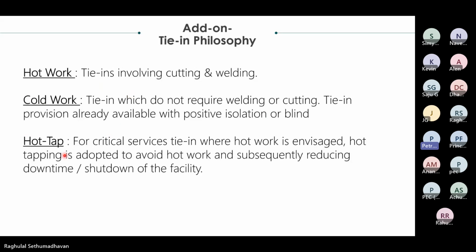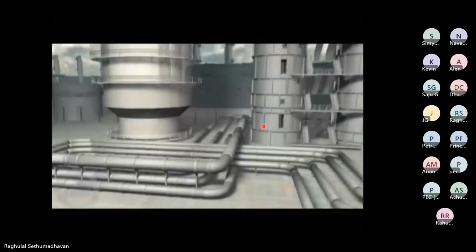Then there is hot tap. I think you all have a confusion about what is hot tap and cold tie-in, right? In hot tap, there are some critical services where we will not be able to shut down the process. Live, we'll have to make a tie-in. Then we opt for hot tapping. That is, the line will be live, and at the live time, we will be making a tie-in. We'll see how that is done. A typical hot tapping example we can see.